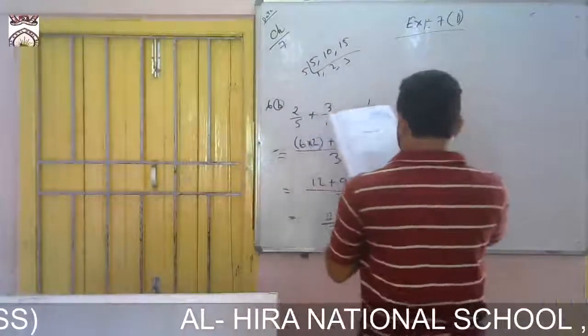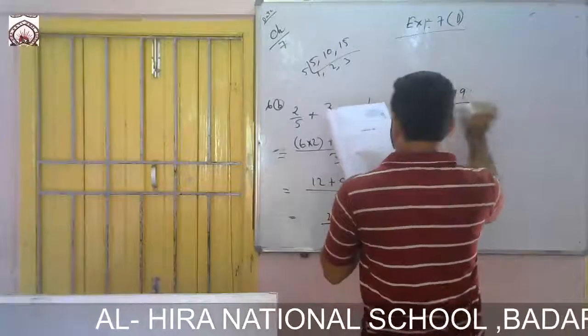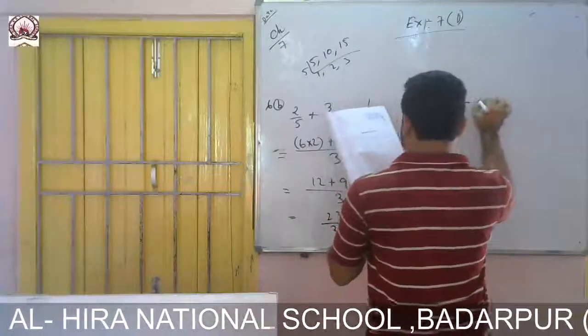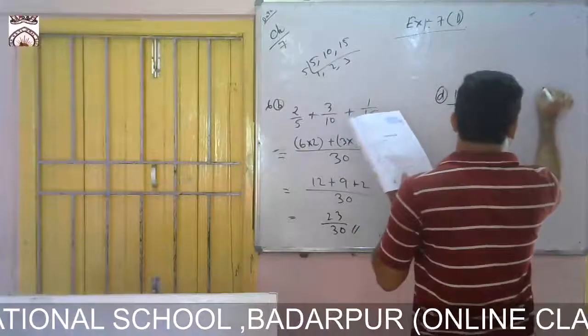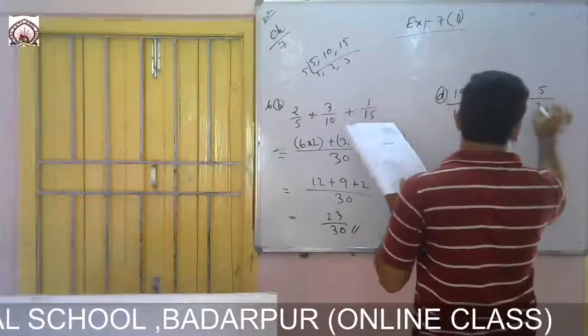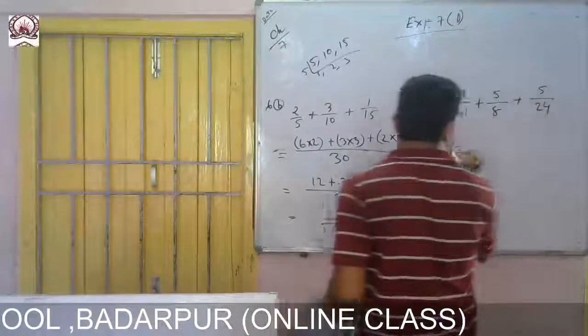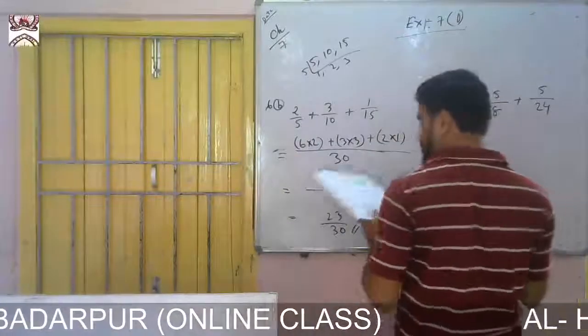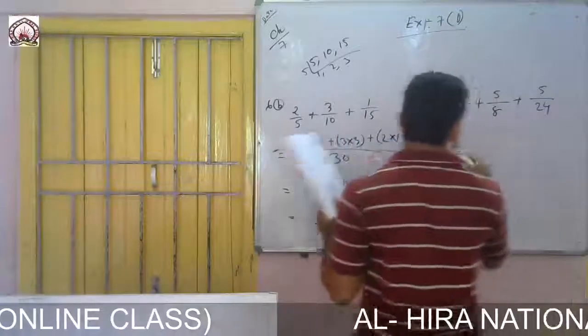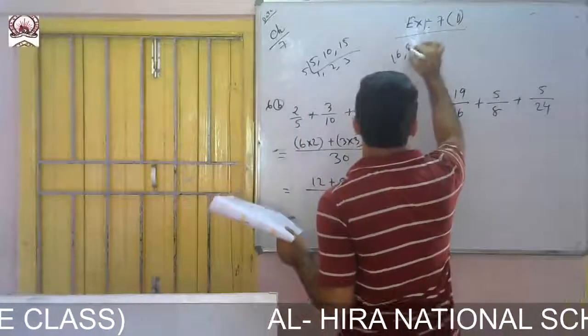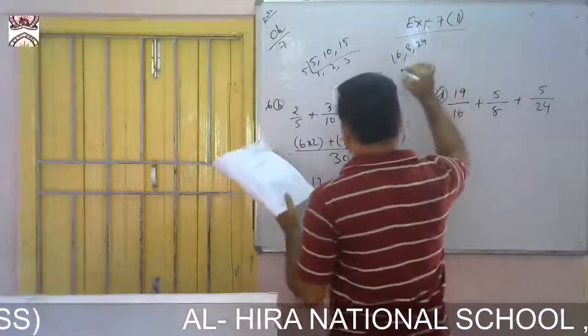Question number D, what is there? 19 by 16 plus 5 by 8 plus 5 by 24. Both are what? 5. Okay, so the denominators are 16, 8, 24.